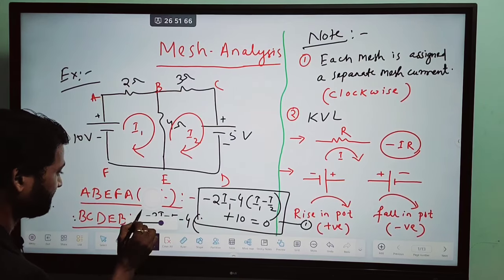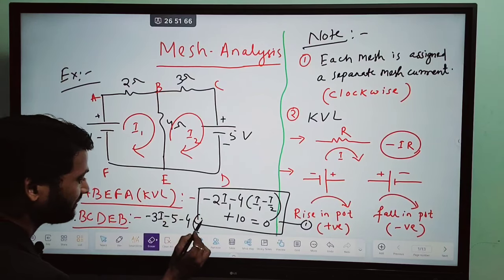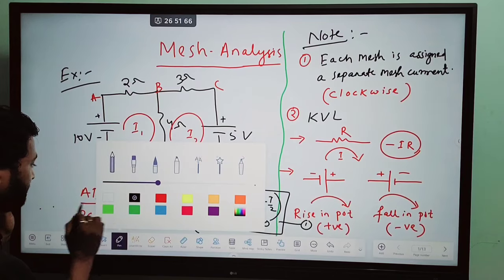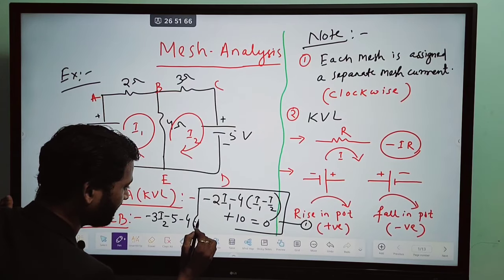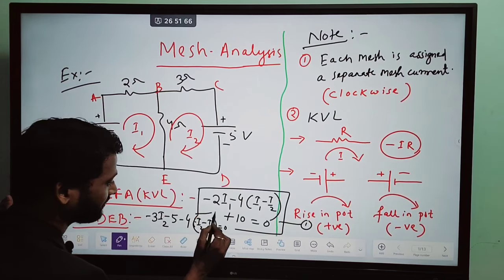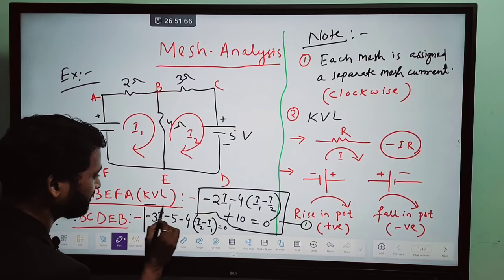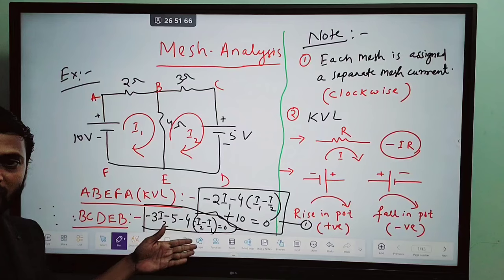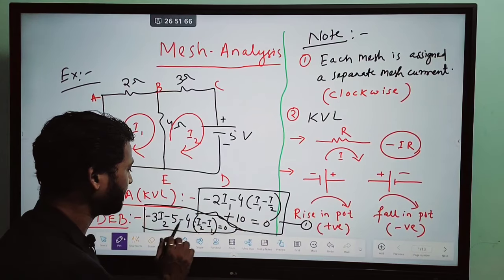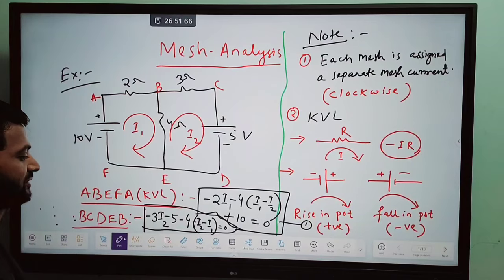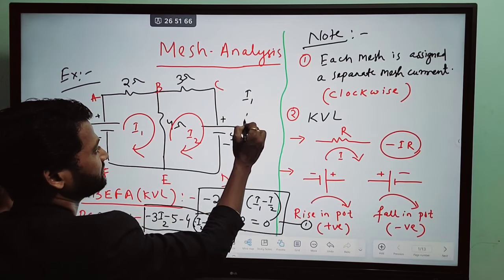Okay, let me erase. One second. Okay, so it will be 4 into I2 minus I1 will be 0. Clear? So this is your equation number 2. So you have two equations, equation number 1, equation number 2. There are two unknown variables I1 and I2. So you can solve these equations and get the answer. So you can get I1 and I2.